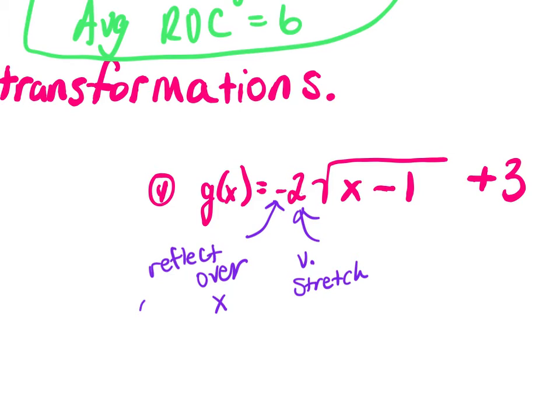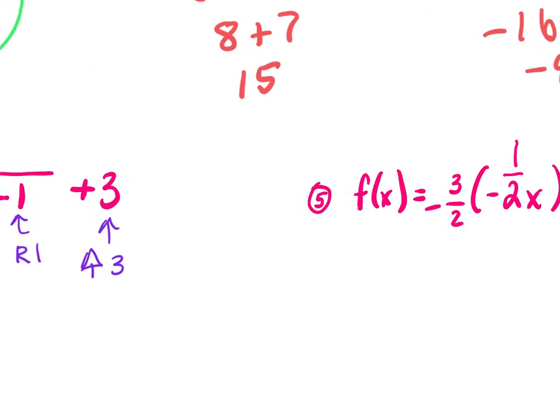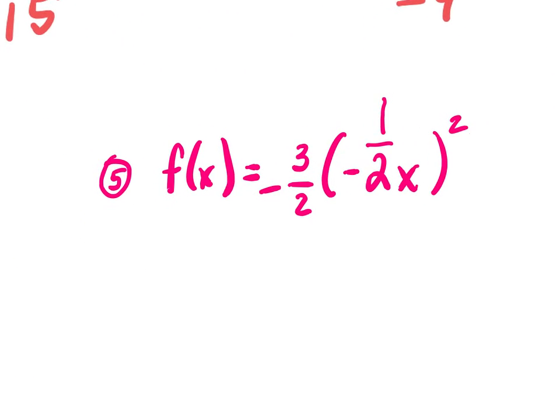Moving along inside, there's nothing in front of the x, but I have this minus 1 with the x. So that means it's going to move right 1. And then this plus 3, all by itself at the end, means we're going to go up 3. Okay? Okay, again, left to right.